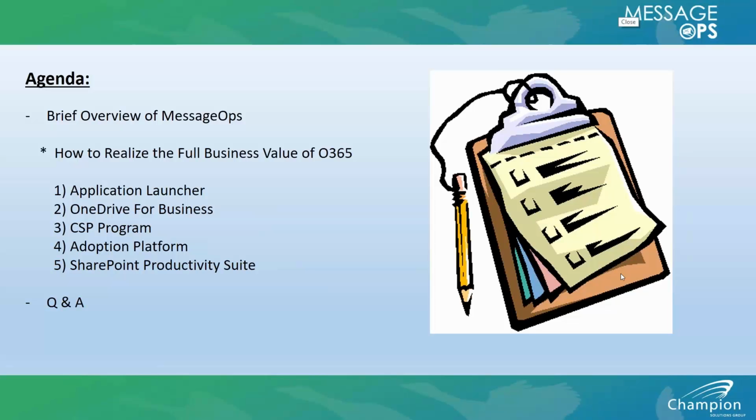We're also going to go over getting your users acclimated to OneDrive instead of storing those files locally and the advantages that our clients are seeing there. We'll review the CSP licensing model. Okay, it's a new Office 365 licensing promoted by Microsoft that we've been heavily involved with. And we're going to review our MessageOps tools that I'm sure most of you are familiar with from our community, including the adoption platform and our SharePoint productivity suite. Very exciting stuff. And at the end, we're going to open it up for some Q&A, some questions.